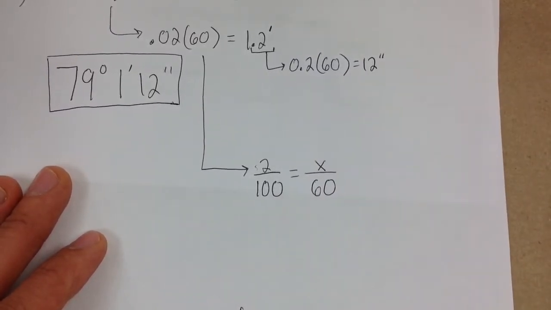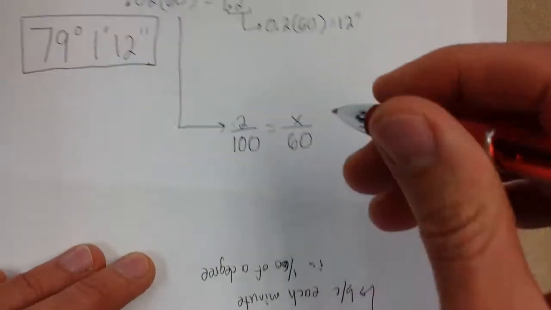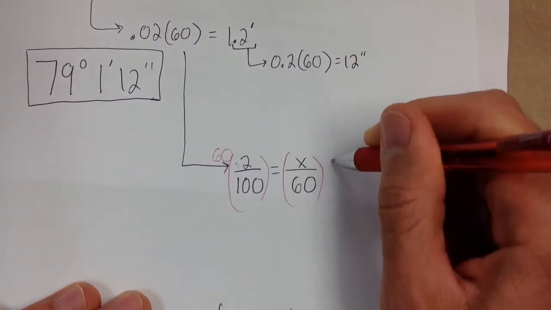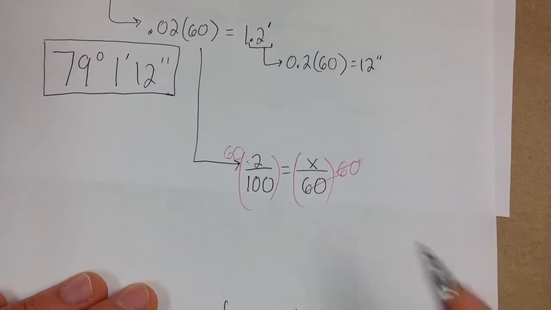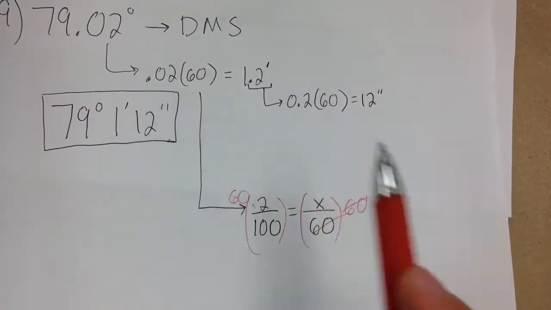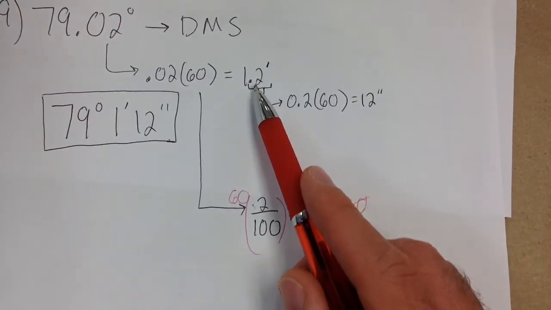Okay, so you're basically just setting up a proportion. And then you just multiply both sides by 60 to get to x. And that cancels. So you just do 60 times the decimal part. 2 100ths is the same thing as 0.02. And you do a similar operation here. 0.2.